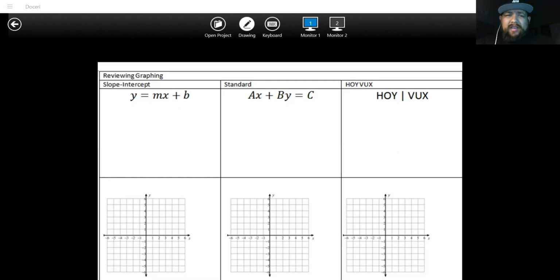As you guys can see, we're looking at the 3 different types: slope-intercept form, standard form, and our horizontal and vertical lines. Reviewing this material is kind of important because the next things we're going to do is systems, which involve 2 equations, and we want to make sure that you guys are well prepared for those.